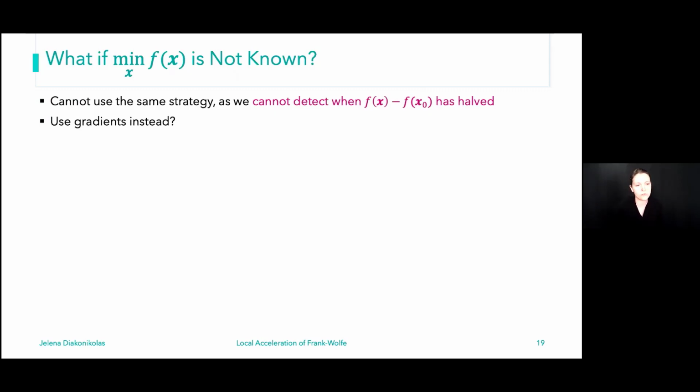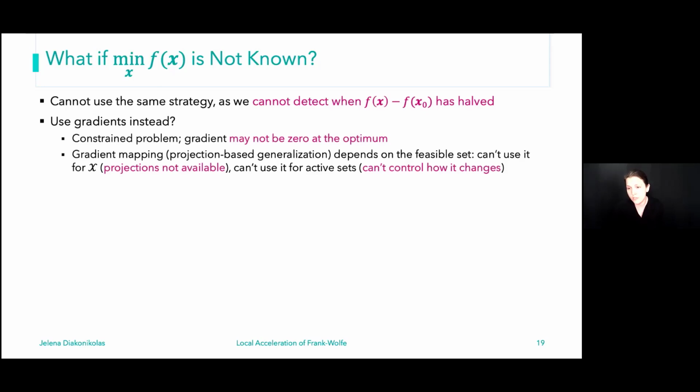You can think about using a different measure of optimality like gradients. This is a constraint problem. Gradients may not be 0. There are generalizations of the gradient, typically projection-based, that you can imagine using. There are technical issues to that too.